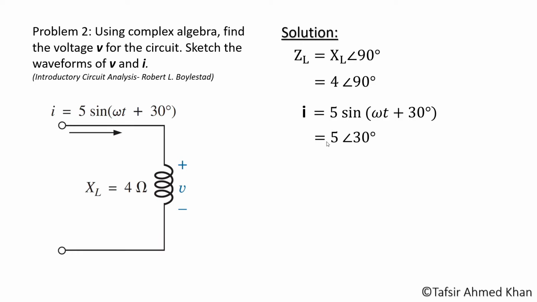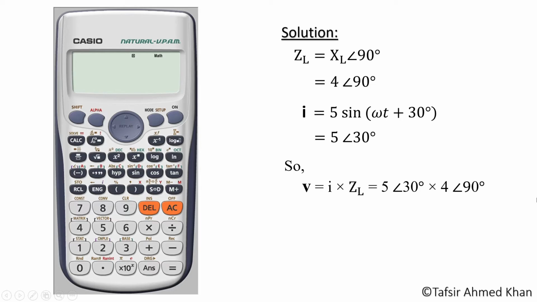Now as we know, V is equal to I times ZL. So I is 5 angle 30 and ZL is 4 angle 90. Let's calculate these using the calculator. Before calculating, we need to convert the mode to complex. We'll put the value 5 angle 30 times 4 angle 90.